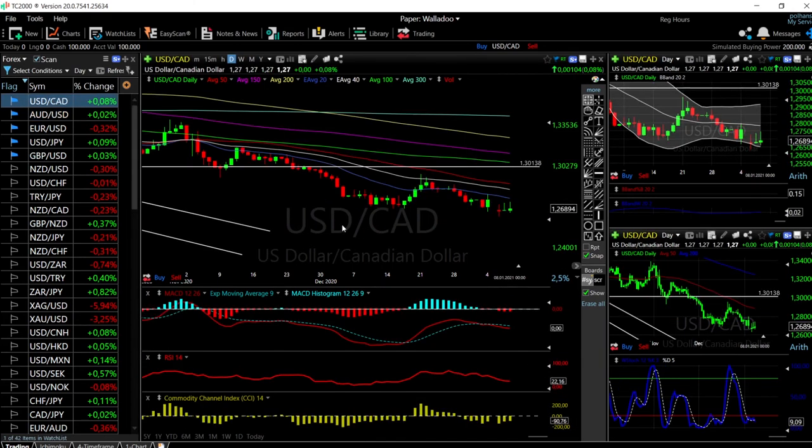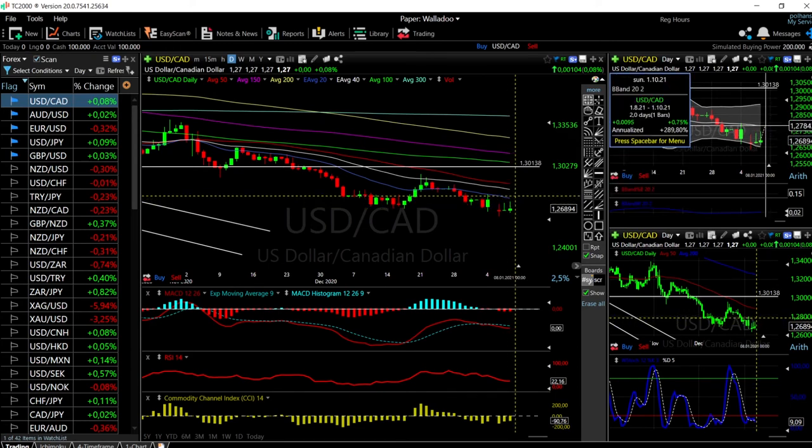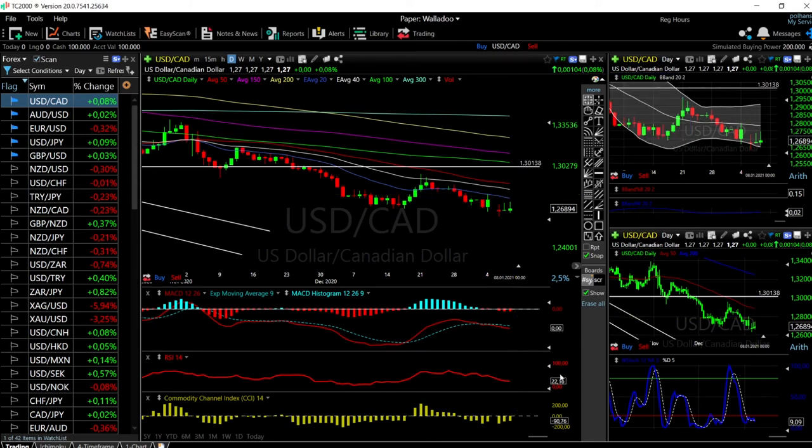So let's look at US dollar, Canadian dollar. So we rallied up towards the 20 exponential moving average, and then we gave most of those gains back. I think we're going to see similar things in the next few days. The reason for that is because we are significantly oversold here. We're at basically at the bottom of the Bollinger Band. So a pullback towards the middle of the Bollinger Band, that is to be expected.